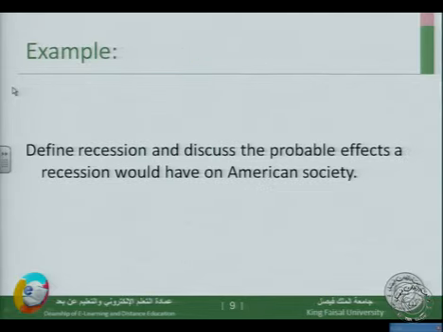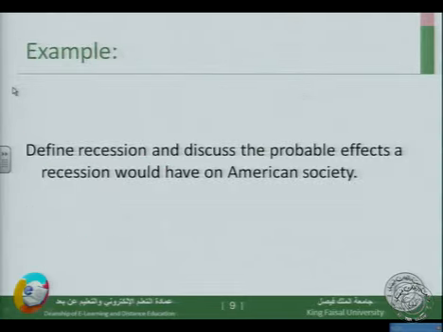For example, someone gives you an assignment like: define recession and discuss the probable effects a recession would have in American society. Do you know what a recession is? A recession is an economic term, meaning economic stagnation. So this is an example: define the recession and discuss the probable effects or results a recession would have in American society.